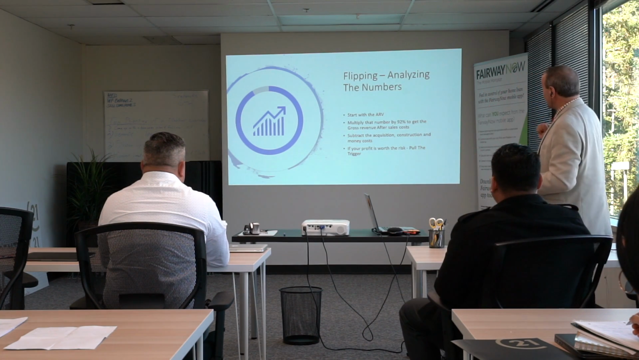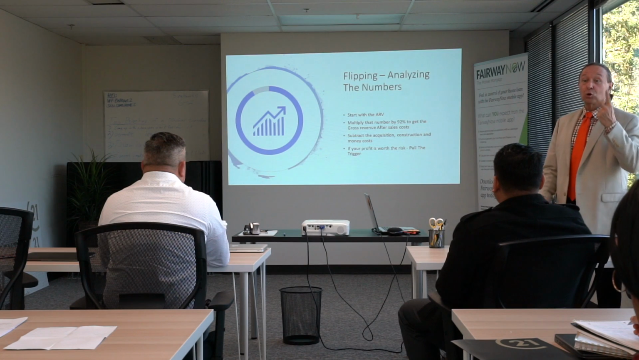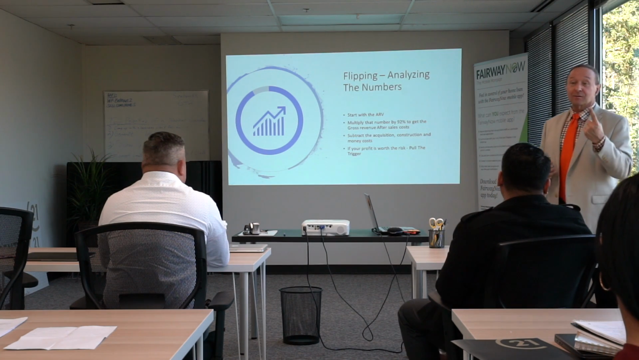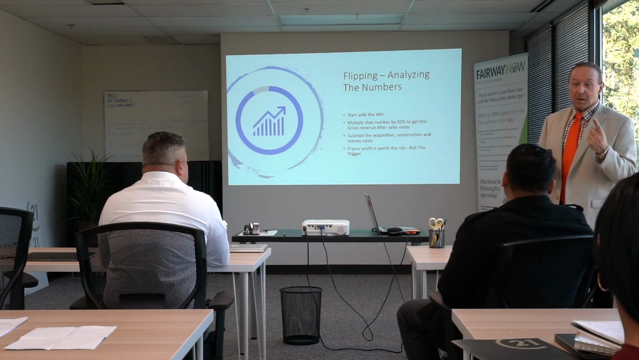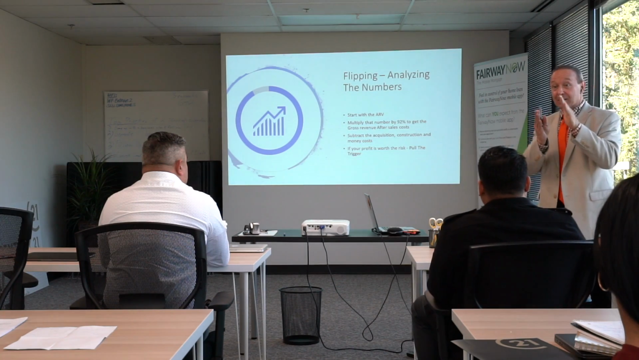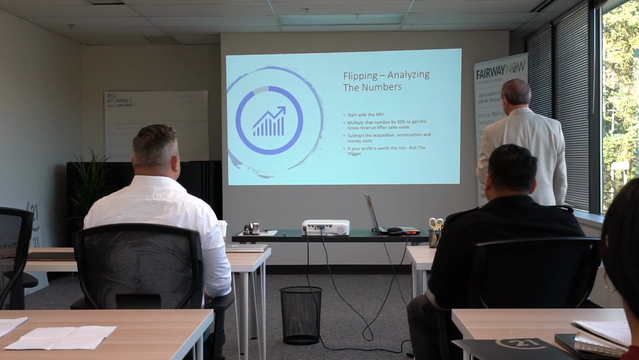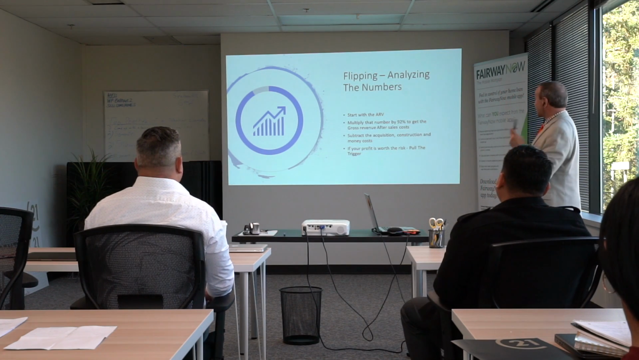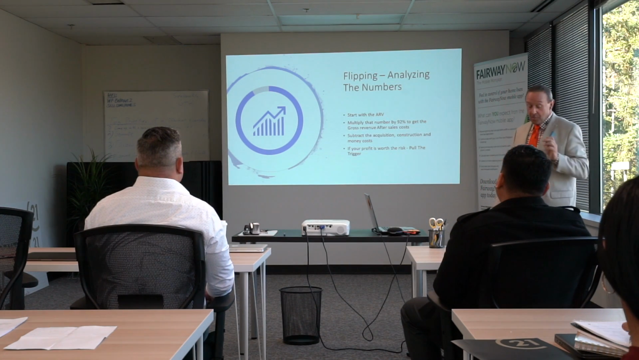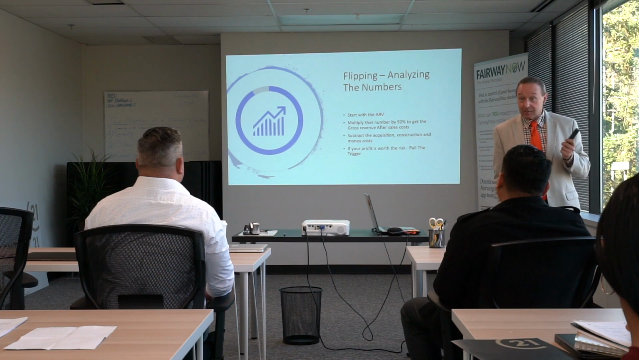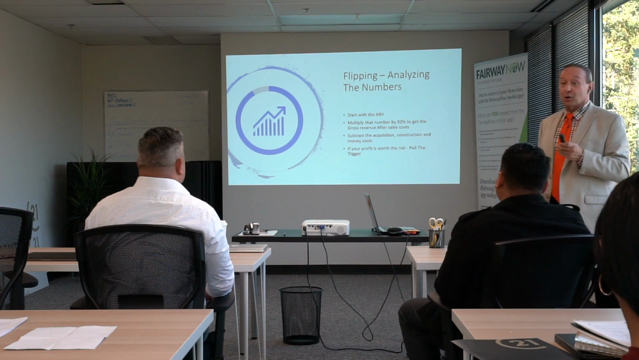Okay? 92% lets me put my 6% on and 2% for closing costs. A lot of times 5% and 1% works, but I like a margin. I like having extra buffer in there. I subtract the acquisition cost, the construction cost, and the money cost. And if your profit is worth it, take the risk, pull the trigger. I'm going to show you one in a second.